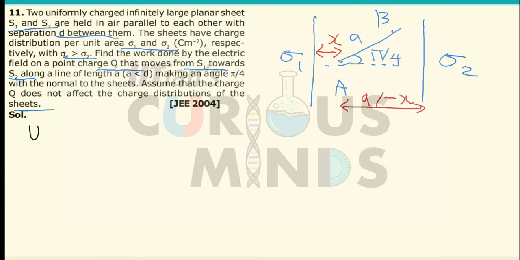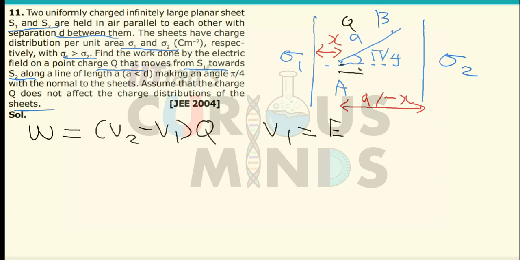The work done will be equal to the change in potential times the charge q. So basically we have to find the potential at point A and the potential at point B. Potential at point A will be, since E1 is in the right hand side direction, equal to E1 into D1 minus E2 into D2.